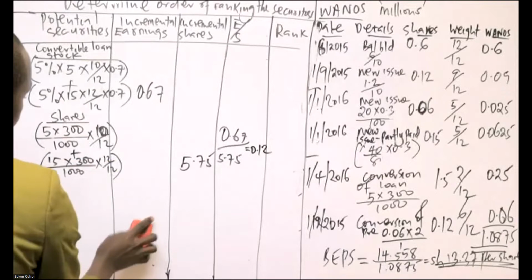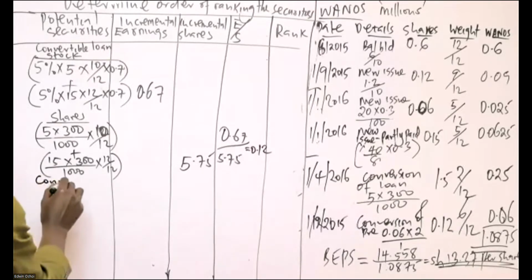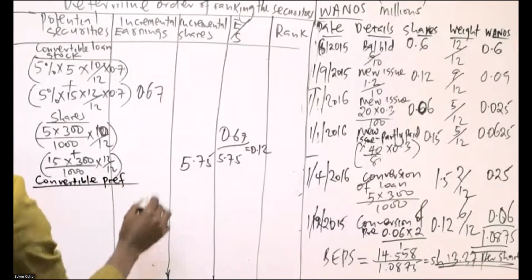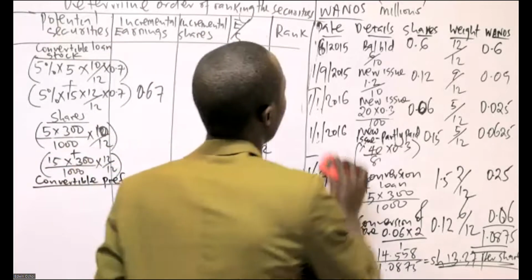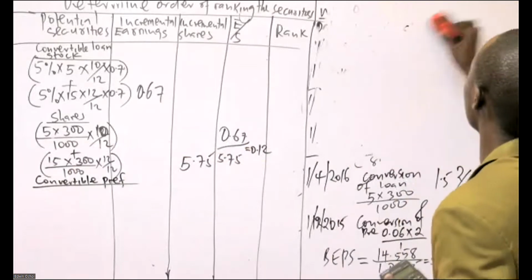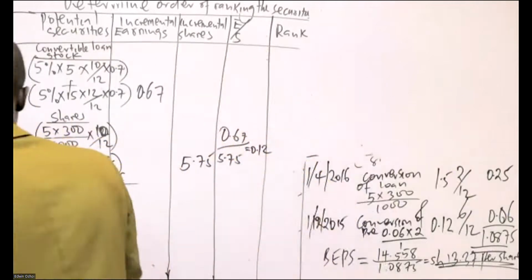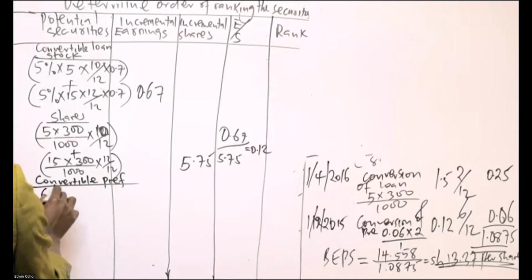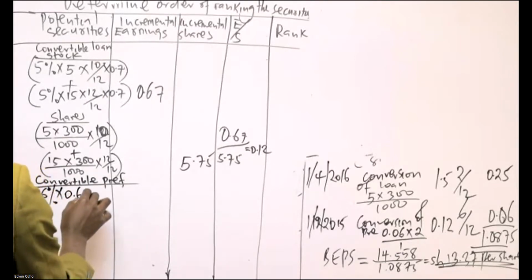So the next potential security is concerning the second last additional information, the convertible preference. So here for the earnings, you know that out of the 1 million, they converted 0.6. So meaning that the dividends were supposed to be paid at 6%. So we recognize first the dividends which were to be paid on the security which has been converted. And that one will be the 0.6 up to the date of conversion.